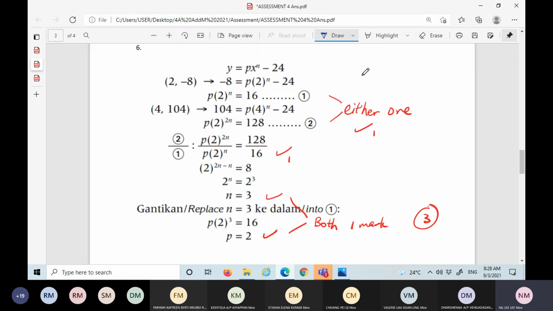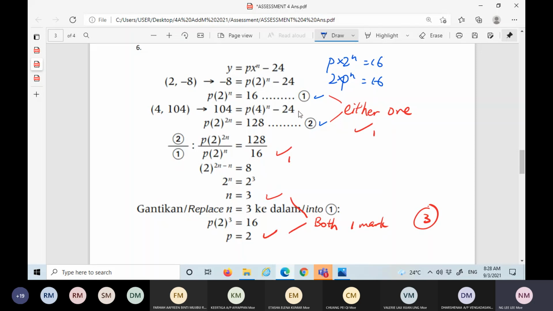I think a few of you made mistakes on writing. Instead of p to the power 2 n equals 16, you wrote 2 and then p to the power n, 16. I don't know how you counted to this. I think careless, and then all wrong. So this is the first equation. After that, the second set of data, you get the second equation. Either one, if you are able to write it, we will give 1 mark.